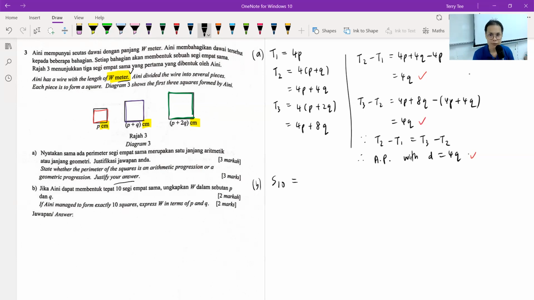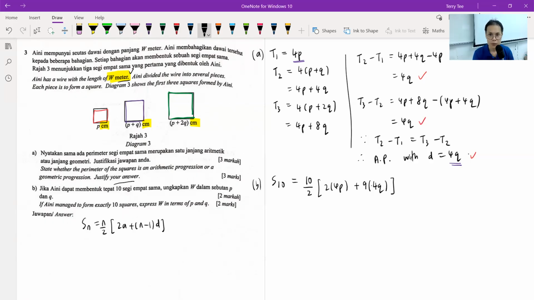So let's just use the S10 formula. I already know my A. My A is 4p. This is my first term. I know my common difference. My common difference is 4q. So S10, remember the formula for Sn is given as n over 2 times (2a plus (n minus 1)d). So my n is 10 divided by 2. My A is 4p. N minus 1 is 9. D is also 4q. Then you simplify further.